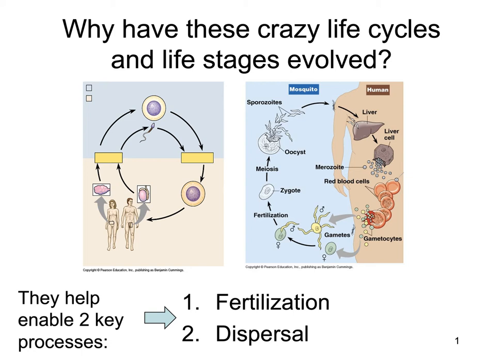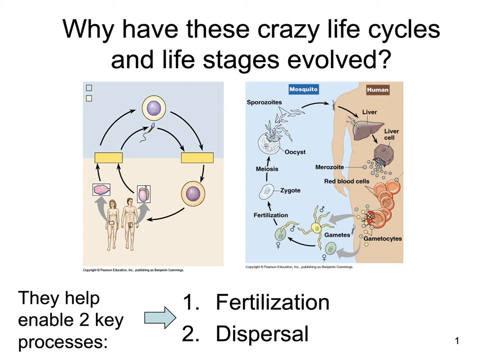Number one, fertilization. Remember, fertilization is basically an egg and a sperm coming together to double the ploidy to make a zygote. We see that here in the human life cycle, in the general animal diploid dominant life cycle. We see that also in this malaria life cycle, where we have an egg and a sperm coming together to fertilize each other to make this zygote. You need these different life stages and life cycles to evolve to enable this fertilization to occur. And number two is something called dispersal.